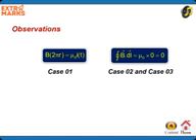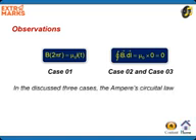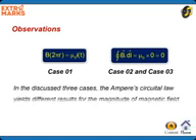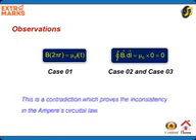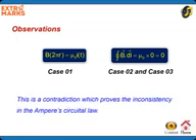In the 3 cases, Ampere's circuital law yields different results for the magnitude of magnetic field at the same point P. This is a contradiction which proves the inconsistency in Ampere's circuital law.